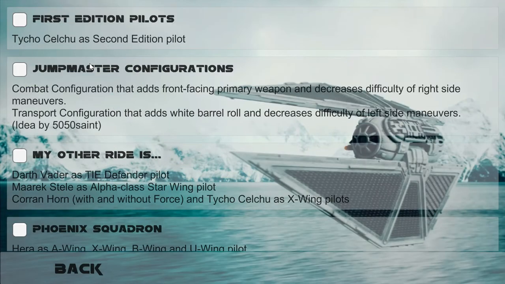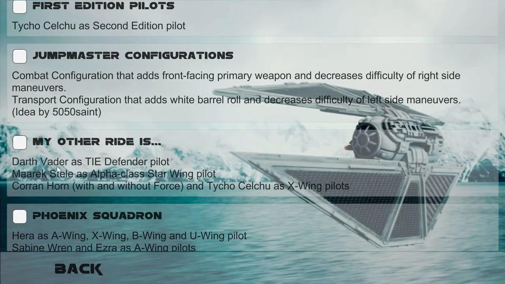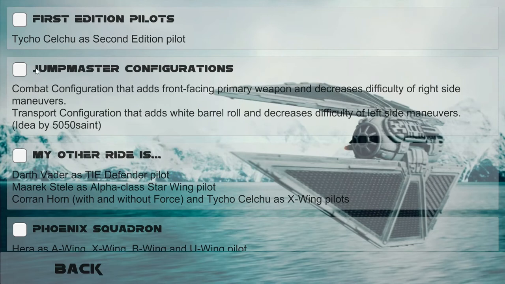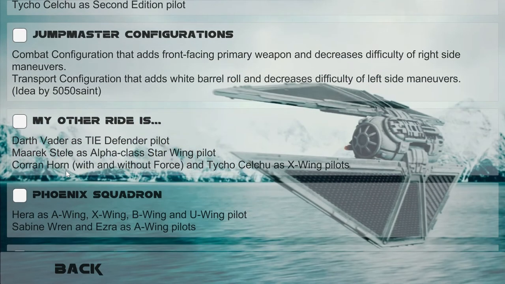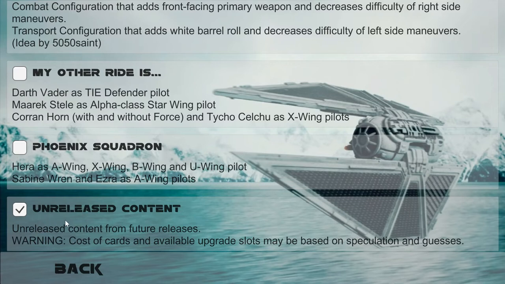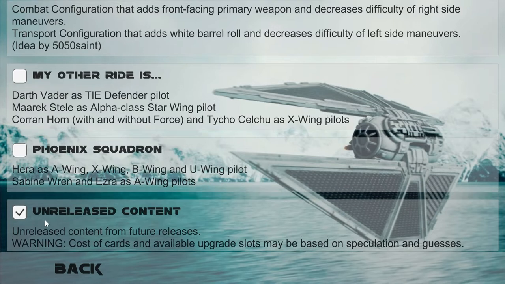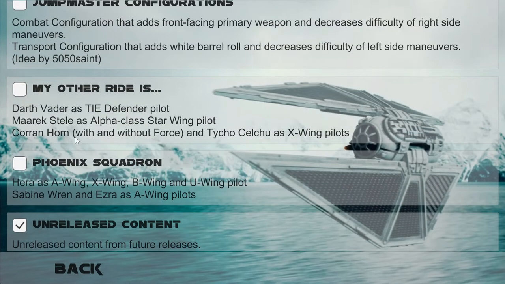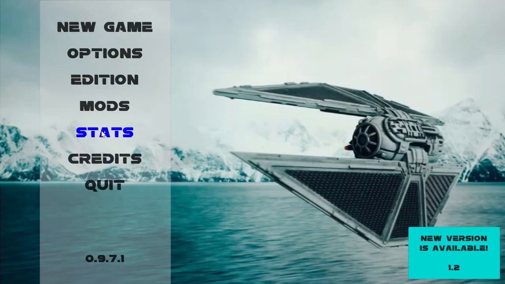There are mods, so I don't turn any of these on, but there's some fun stuff. First edition pilots, Jumpmaster configurations. I do have unreleased content clicked on here. That's just for ships that haven't actually been released yet. They kind of theorize and summarize what their abilities are going to be, and that sort of thing. But I do have that clicked on. Phoenix Squadron. Anyway, there's some mods. Not worried about stats or credits or anything like that.